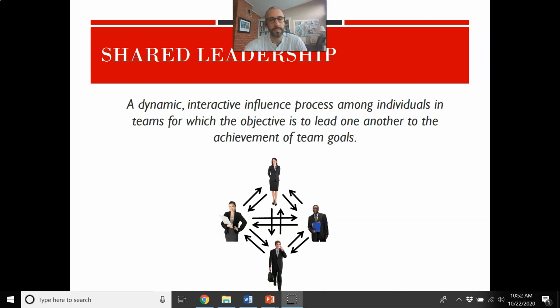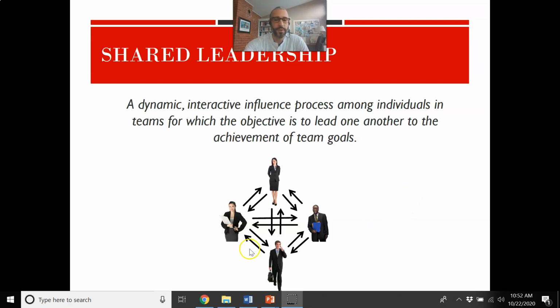We've already talked about what a team is, right? They've got to be interdependent. There has to be some type of common goal. They're not just a group, but they're actually a team. And the objective is to lead each other towards those common goals, right? So it's not just one individual leading individuals, it's leading each other.